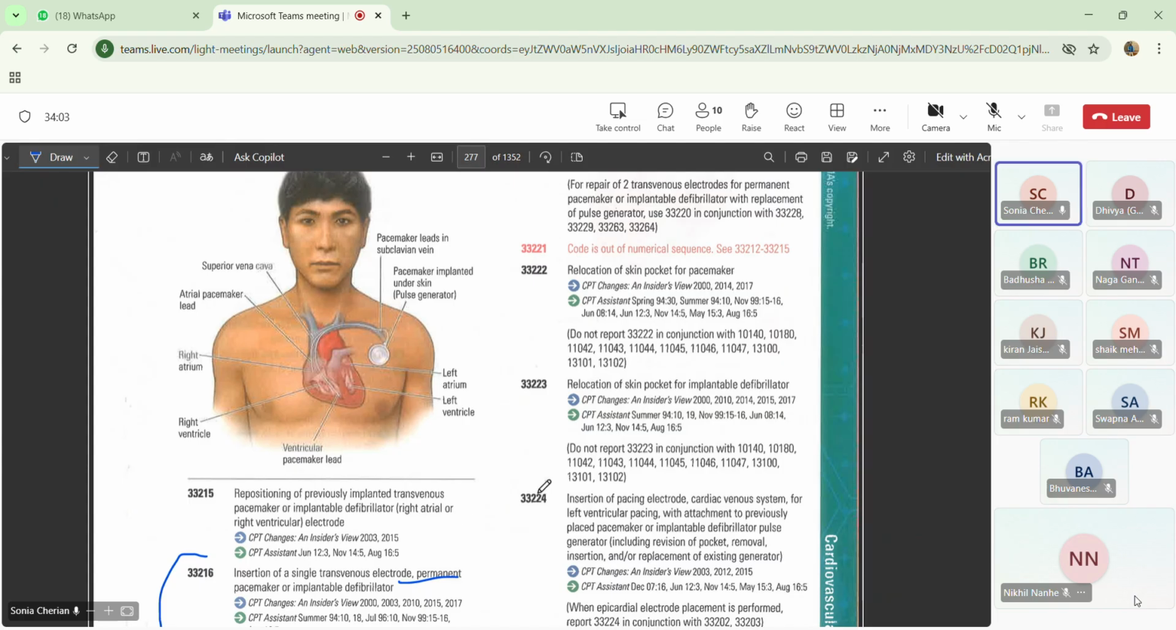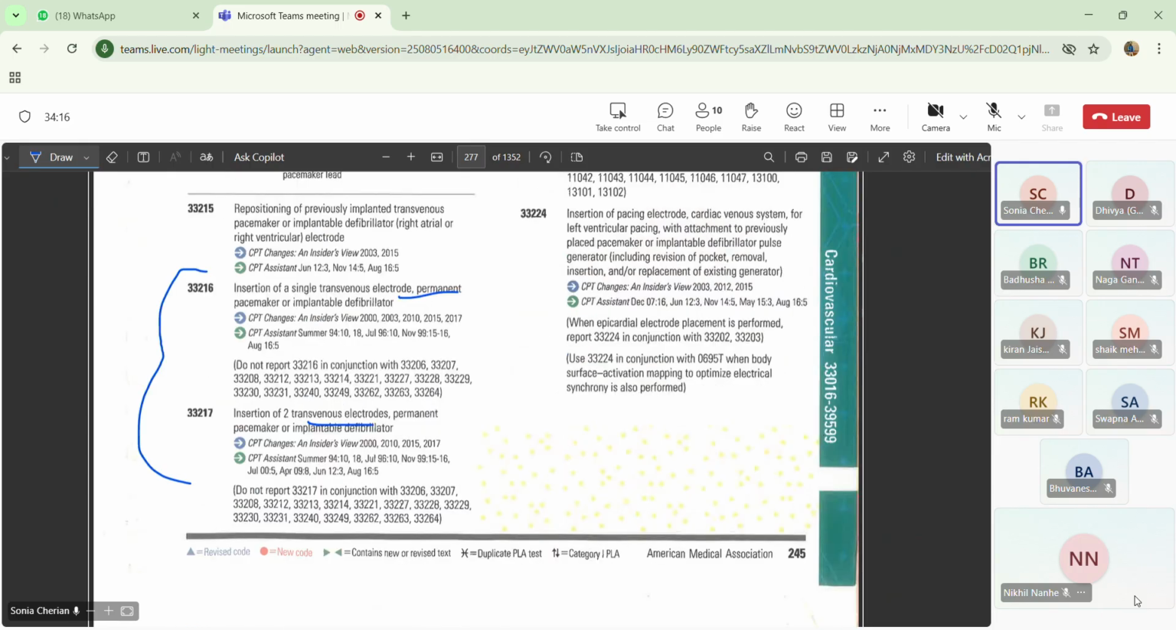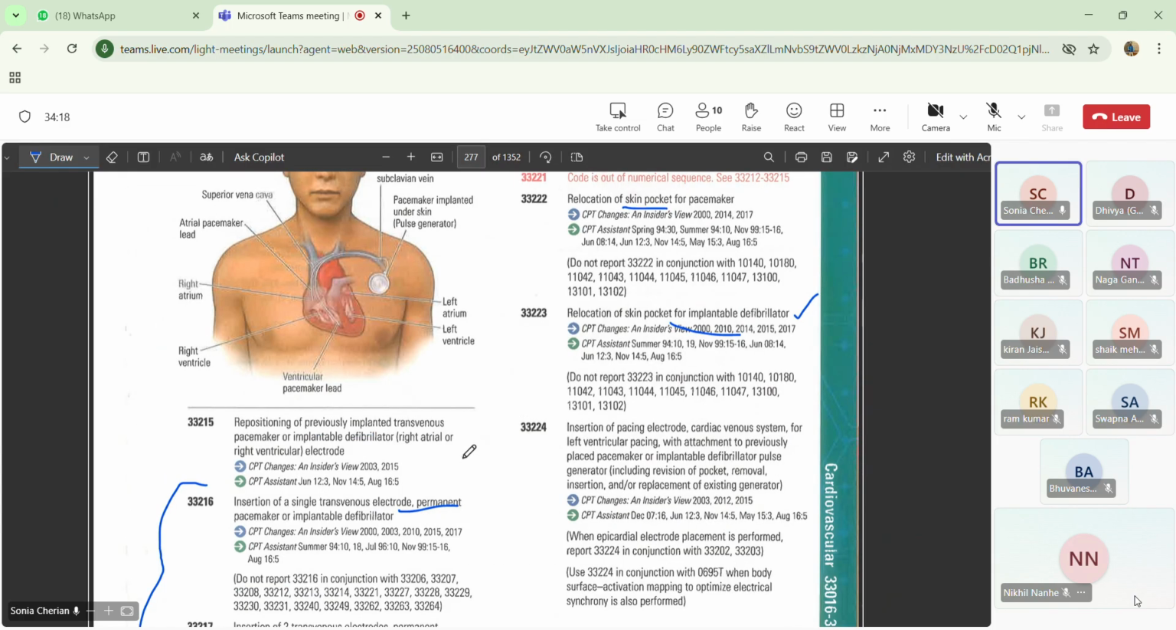So you have a number of CPTs, guys. Relocation of skin pocket for pacemaker, and relocation of skin pocket for implantable defibrillator. This is actually very easy, but the only thing is that you need to check for all the points in order to code it correctly.